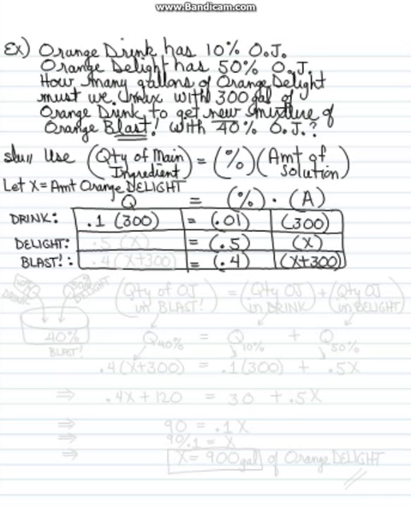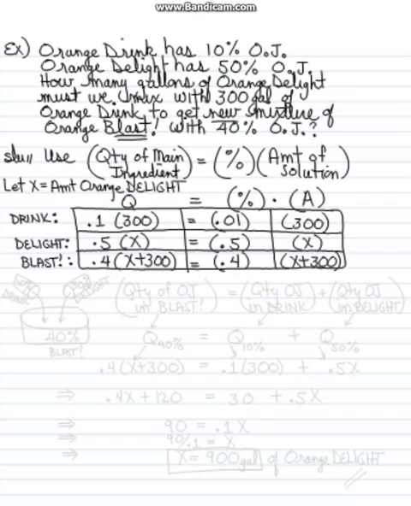Now, to get the quantity Q columns, just multiply the percentages times the amount. Make the correction in the 0.01, change that to 0.1, and multiply it by 300. You'll get 0.1 times 300. Then multiply 0.5 times X, you get 0.5X for the quantity of orange juice in the delight, and the quantity of orange juice in the blast is 0.4 times (X plus 300).